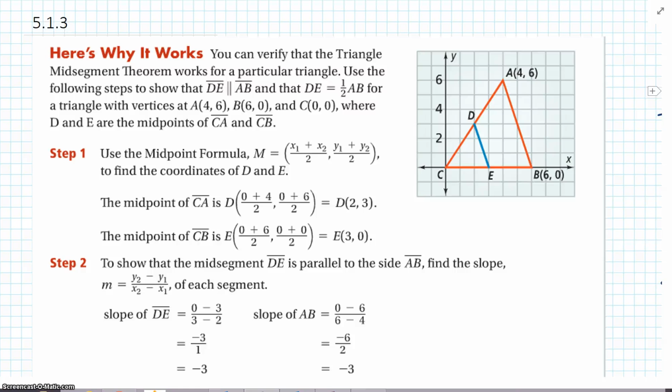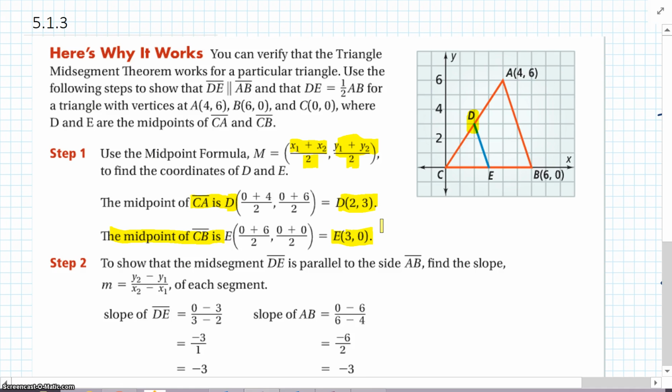Here's why it works. You can verify that the triangle midsegment theorem works for a particular triangle. All you have to do is prove the following steps. Use the midpoint formula for M to find point D: the sum of the x's divided by 2 of points A and C, and the sum of the y's divided by 2. So the midpoint of CA is point D, which gives us the values of 2, 3. The midpoint of CB, again, is the sum of the x's divided by 2, and the sum of the y's divided by 2. So point E is 3, 0.